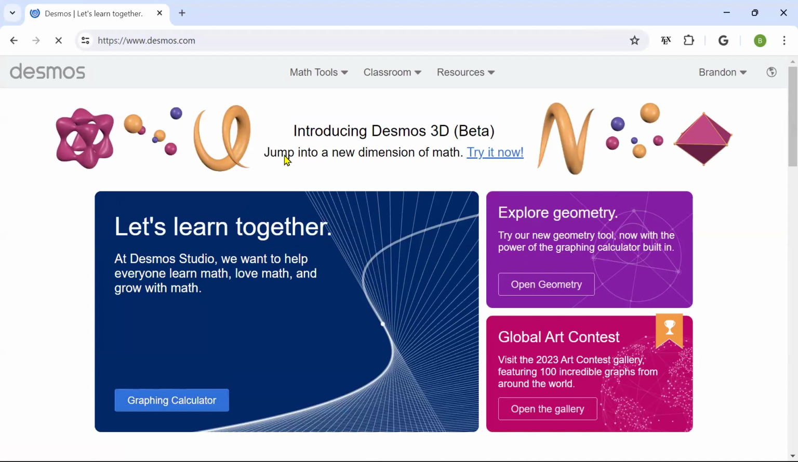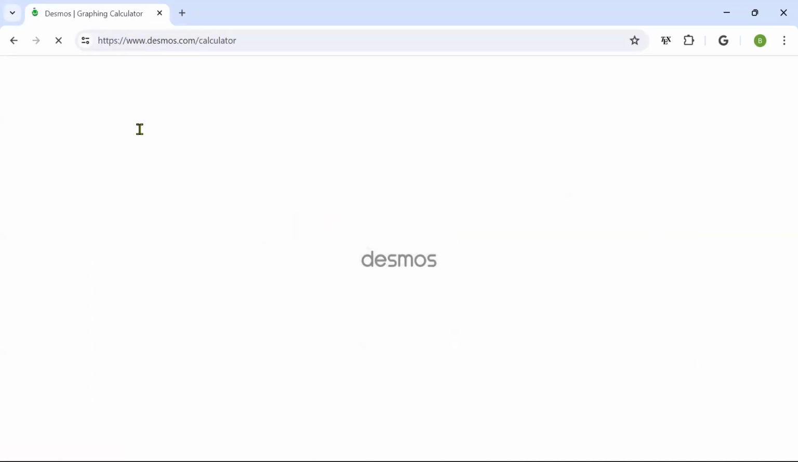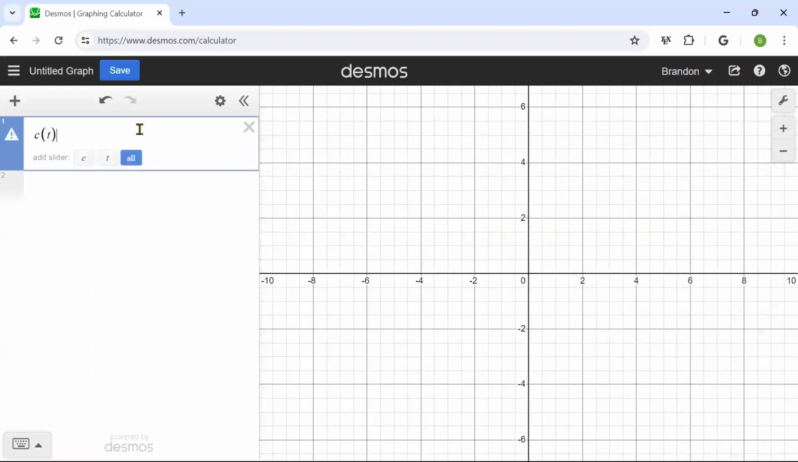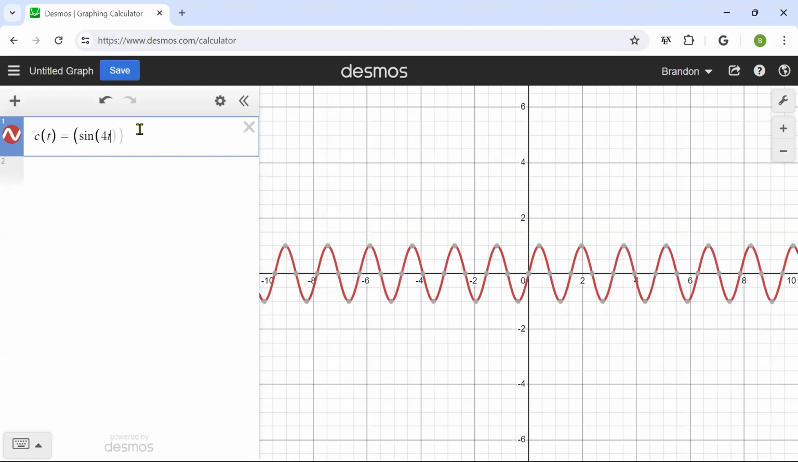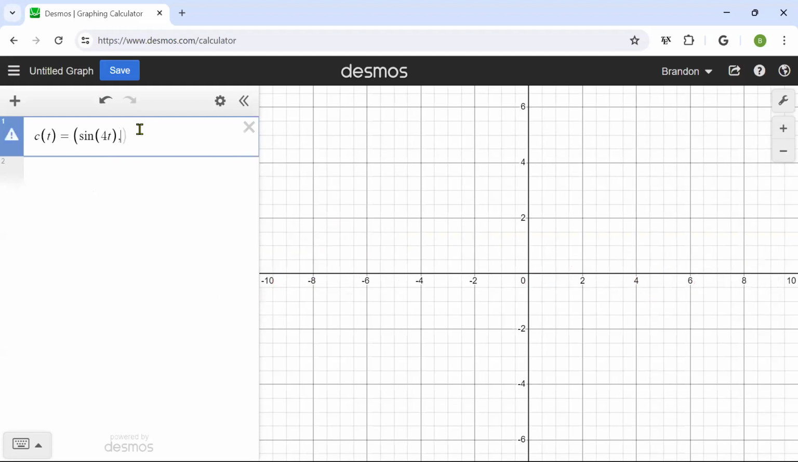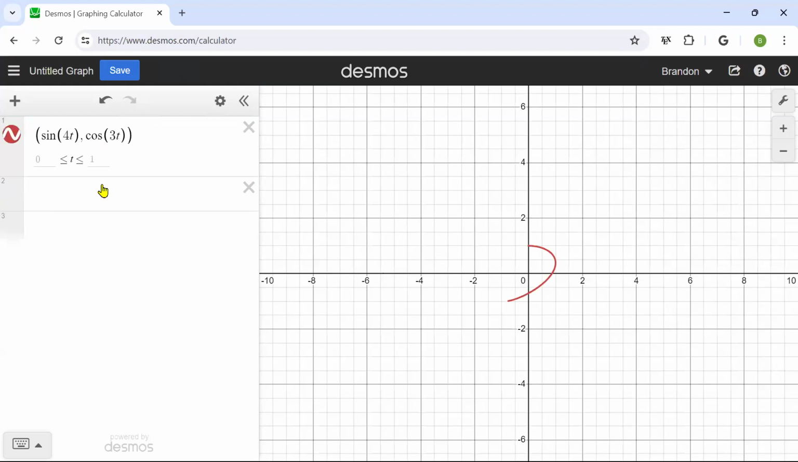So let's enter in this exact parametric equation here. I'm going to enter in C of t, and I'll have sine of 4t and cosine of 3t. And will it let me do that? Of course not. Let's just do this. There we go. That's better. Didn't like the C of t there. And so you can see I get the same sort of shape here.